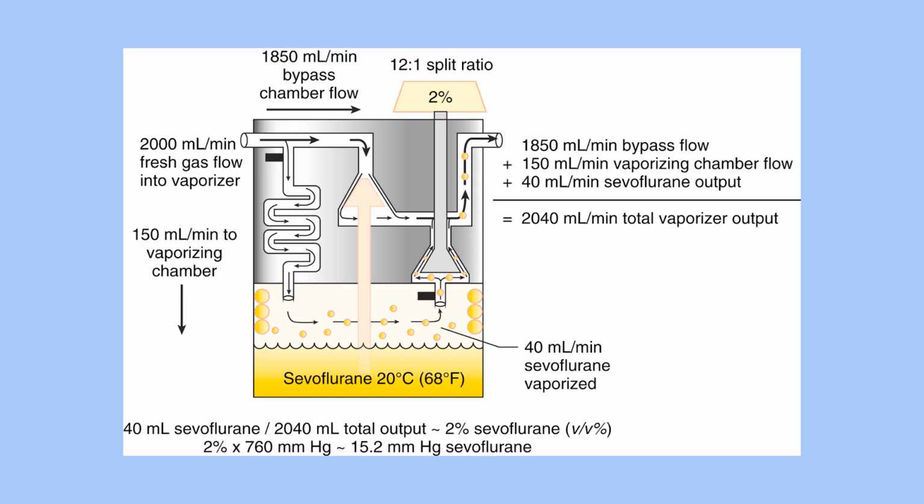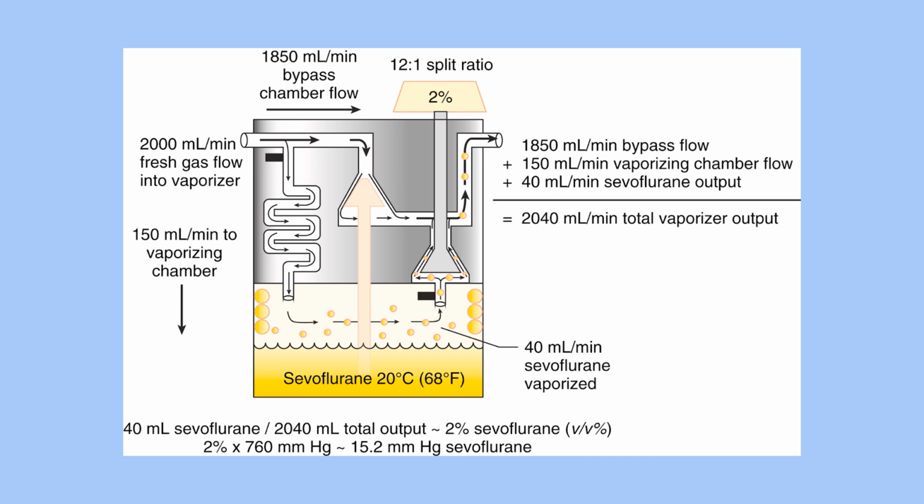So in this diagram, you can see that this is specific to sevoflurane, and at a 2% concentration dial, it has a ratio of 12:1, a split ratio. As that concentration dial is increased or decreased, it changes that split ratio.